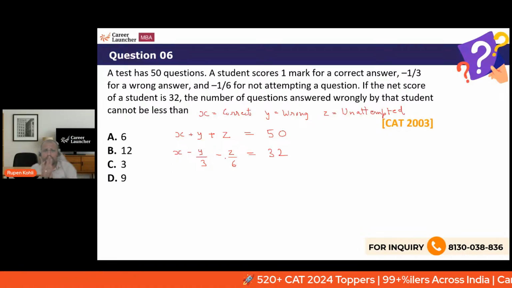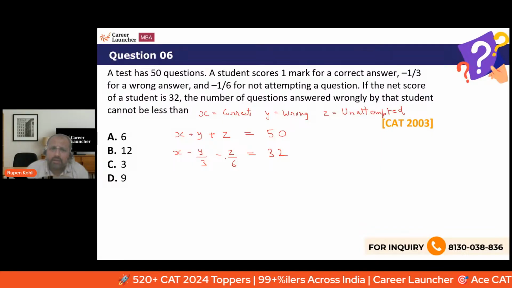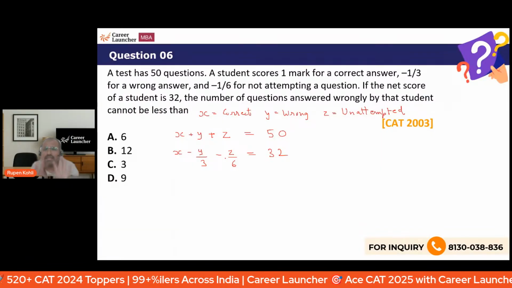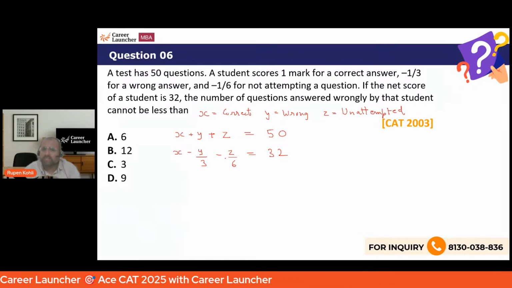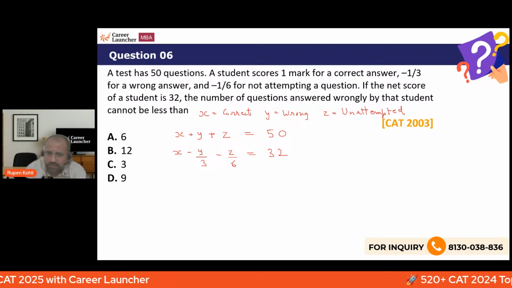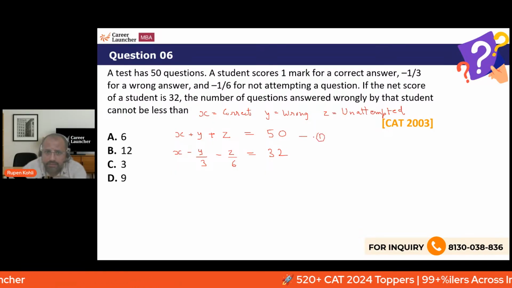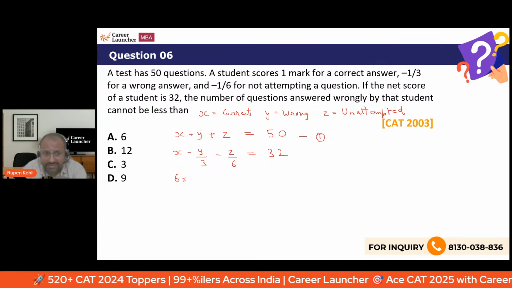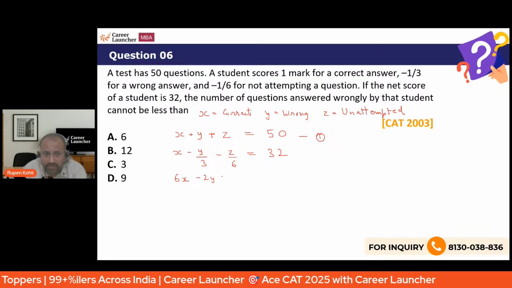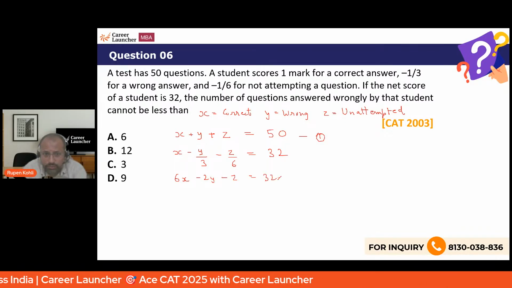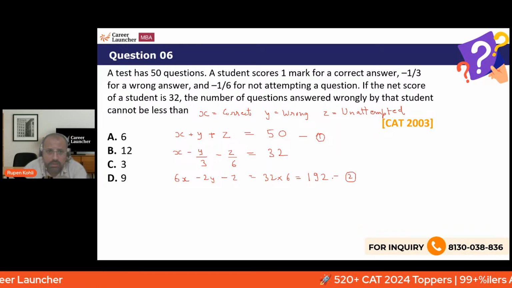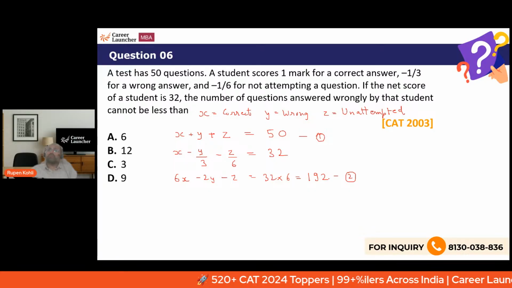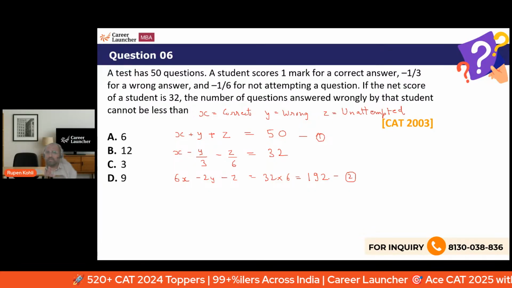I'm seeing fractions with the variables, and I don't like that. I would want to see an equation with integer coefficients that makes our analysis workable. So let's multiply with 6. The denominators are 3 and 6. Multiply with 6. This is the first equation. I will just simplify the second equation first of all, which is 6x minus 2y minus z is 32 into 6, which is 192. That's my second equation. Now I have to analyze on z, on y. Y is the number of wrong questions that I have marked.